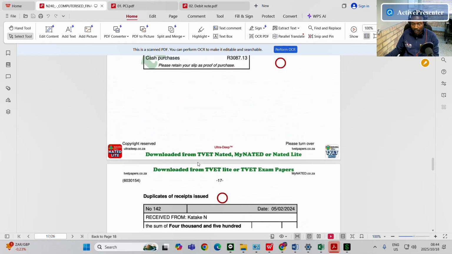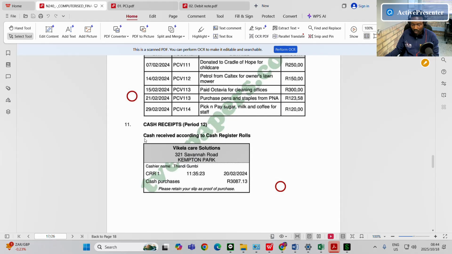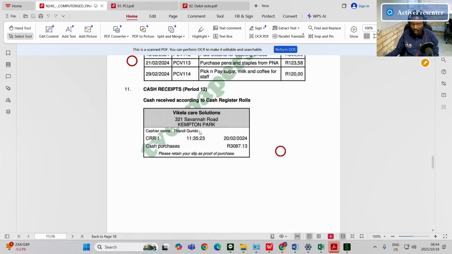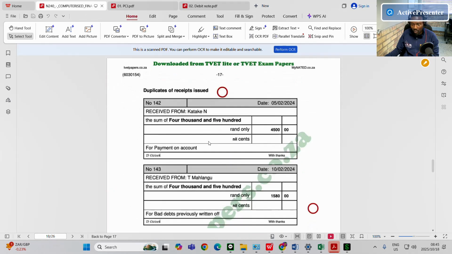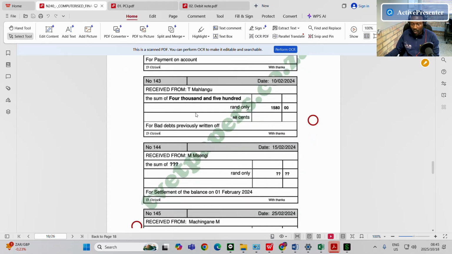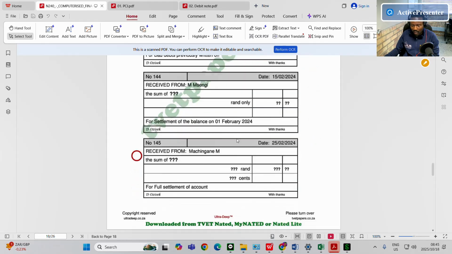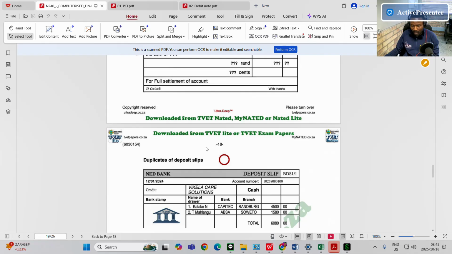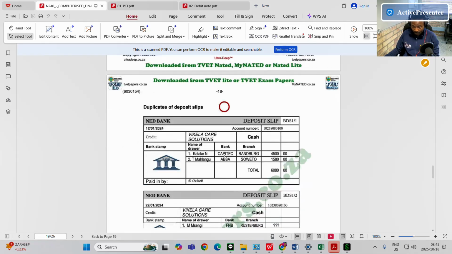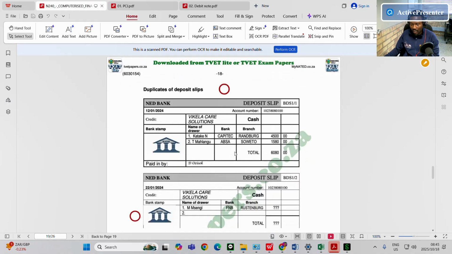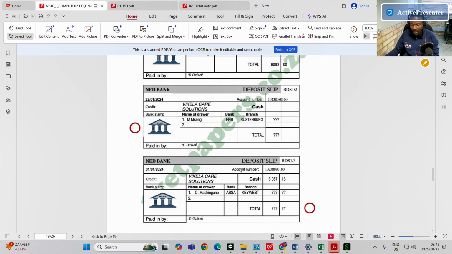You have the receipts, which is the cash received according to cash register. So this is the CRR. And then you have the duplicate of receipts issued. Remember, whenever you receive money from a customer or from a payee, you then issue out a receipt. What you then do with that money, you deposit it into the business bank account, which is why you also have duplicates of deposit slips. So you use these deposit slips to record your CRJ.